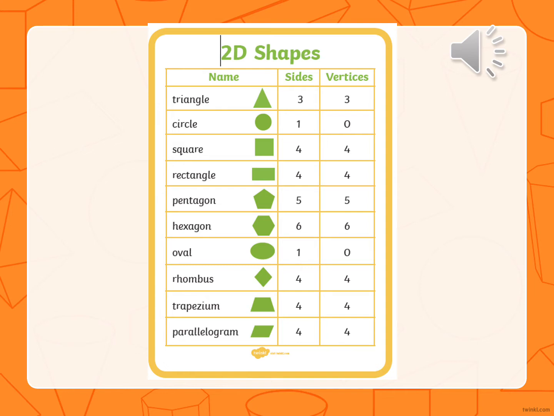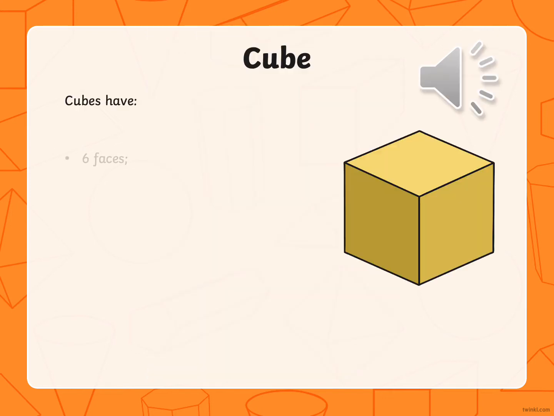Oval has 1 curved side and no vertices. Rhombus has 4 sides and 4 vertices. Trapezium is a 4-sided shape with 4 vertices, and a parallelogram is another 4-sided shape with 4 vertices.